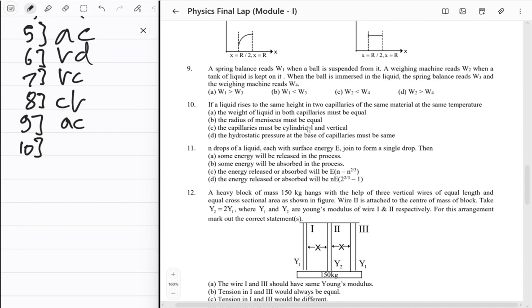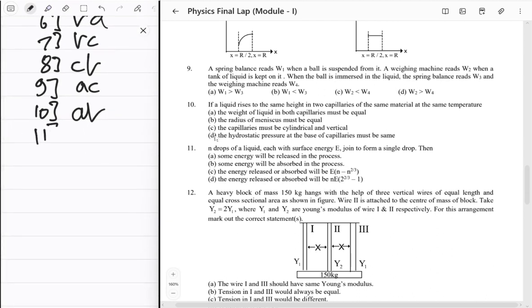Yes, the capillaries must be cylindrical and vertical. Okay, ये अजीब है. What if they are not? C, I don't know. Okay, hydrostatic pressure at the base of the capillaries must be the same. No, not necessarily. तुम atmospheric pressure अलग अलग कर दो. What's the big deal? So C और D अलग लग रहा है. Just go with A and B.